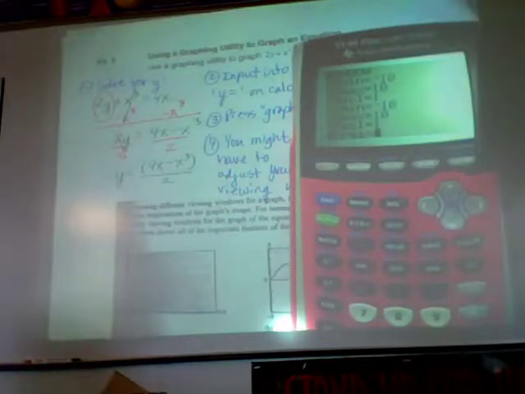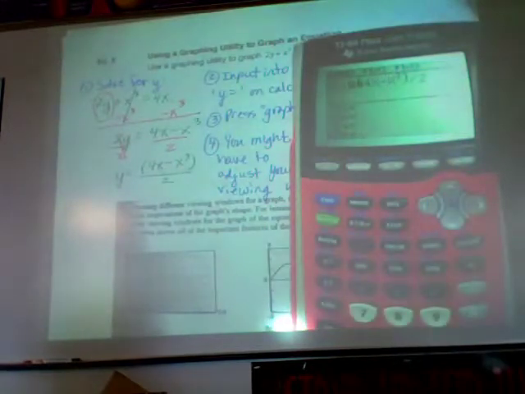So if you go to second y equals, look to see if any of your stats plots are on, because you don't want those on. And then, this is what I put into my y equals. So I use parentheses around the 4x minus x cubed. You have to. If you don't, your calculator will only divide the x cubed by 2. It won't divide the 4x. And then your graph should look like this.